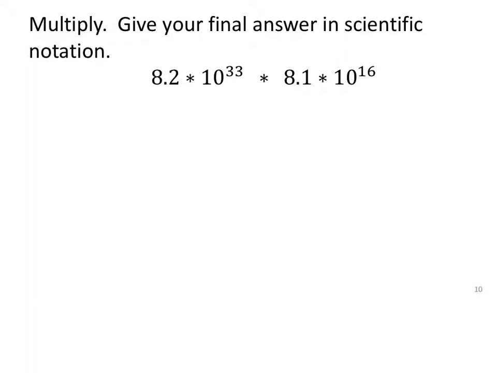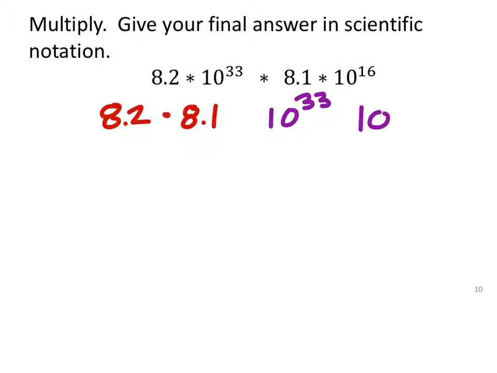I'm going to move like factors, or multiples, next to each other. For example, the 8.2 is like the 8.1, and those are multiplied. But I have 10 to the power of 33, which is like base 10 to the power of 16, and those are multiplied. Of course, it's all multiplied, but what this does is it allows me to multiply just my constants here, which would be 66.42, and then my base 10s.